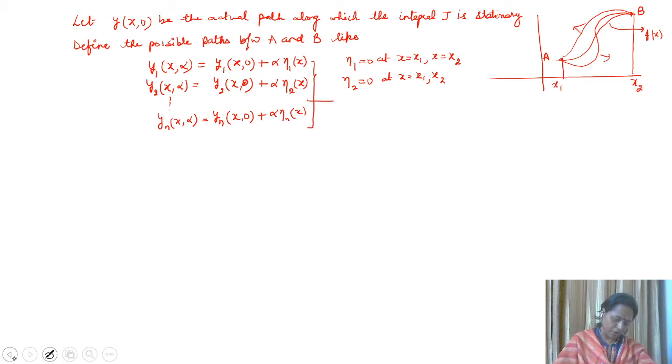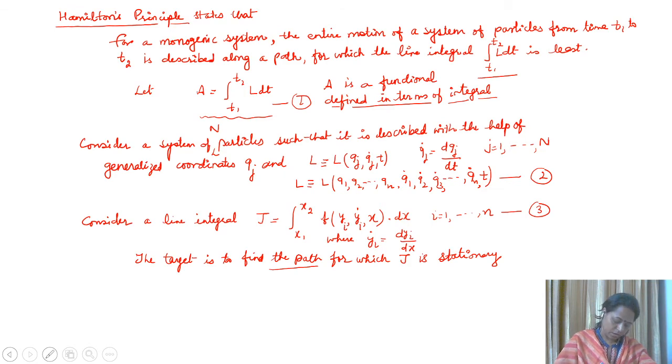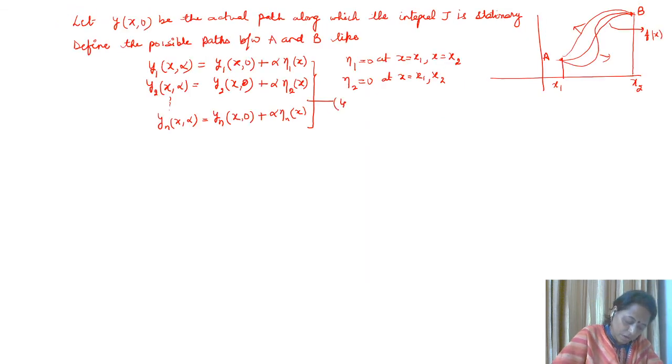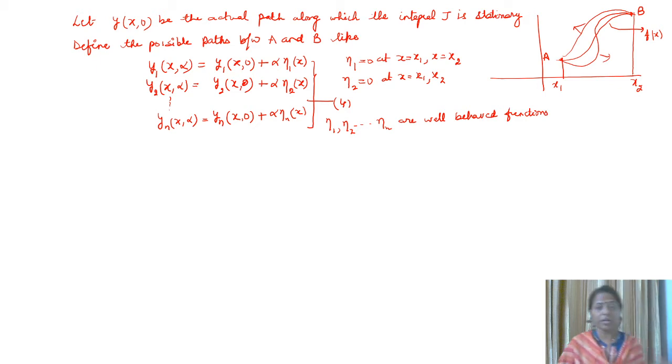So these are the paths which we will define, which represent the neighboring paths corresponding to the different dependent variables. These eta 1, eta 2 to eta n are well behaved functions. These are auxiliary functions, and naturally these are the functions of the type which are required for the calculus of variation technique, to use the fundamental lemma of calculus of variation.